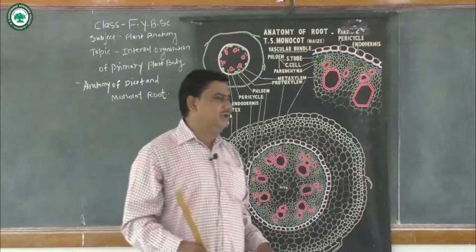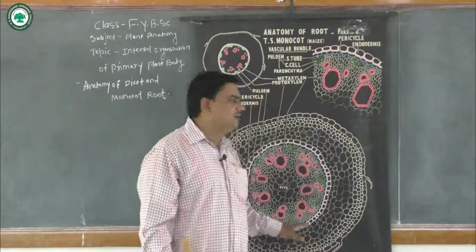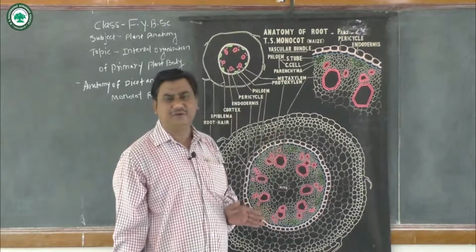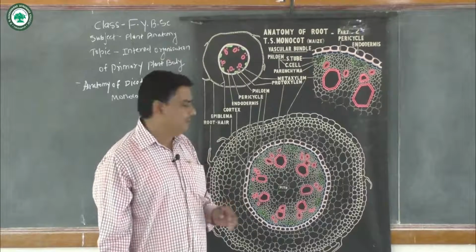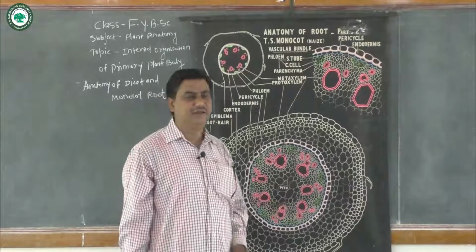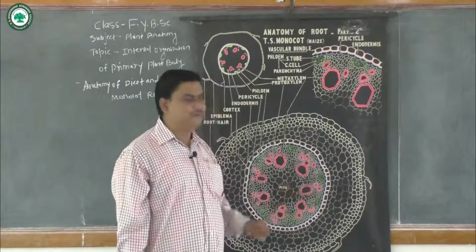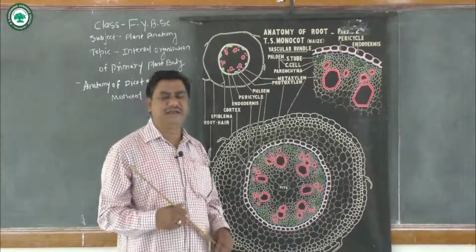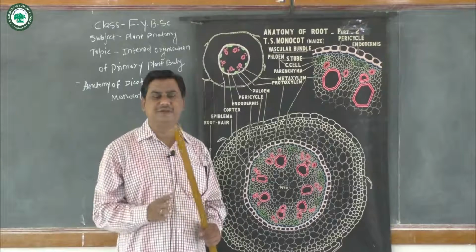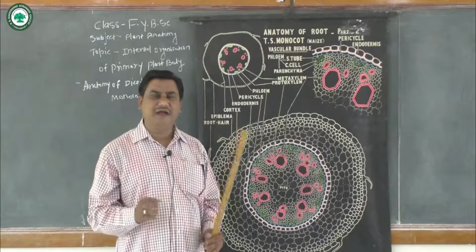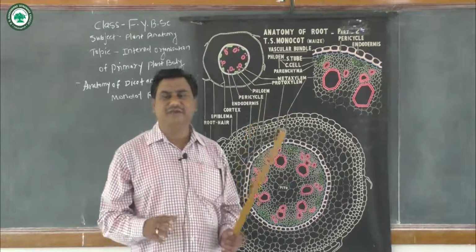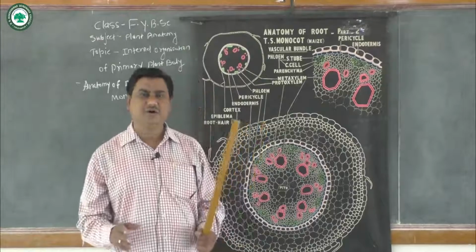Then about the pith, in the case of dicot the pith is not well developed, but in the case of the monocot the pith is fully developed, made up of parenchymatous cells. They are loosely arranged. So this is the basic difference between the dicot and the monocot root. So this is all about the anatomical details of the dicot and monocot root. Thank you.